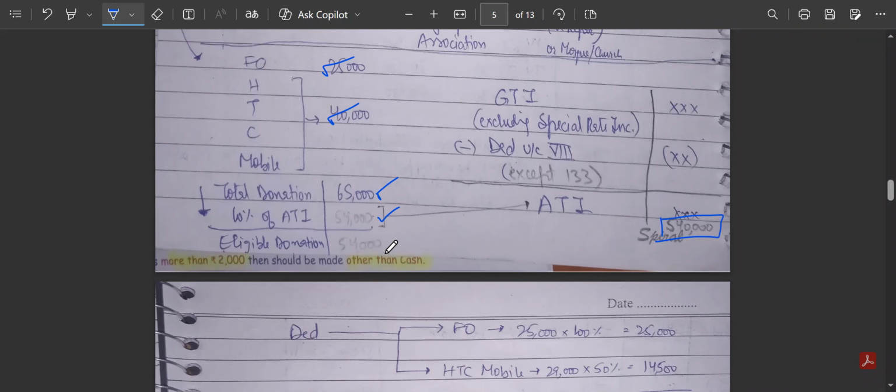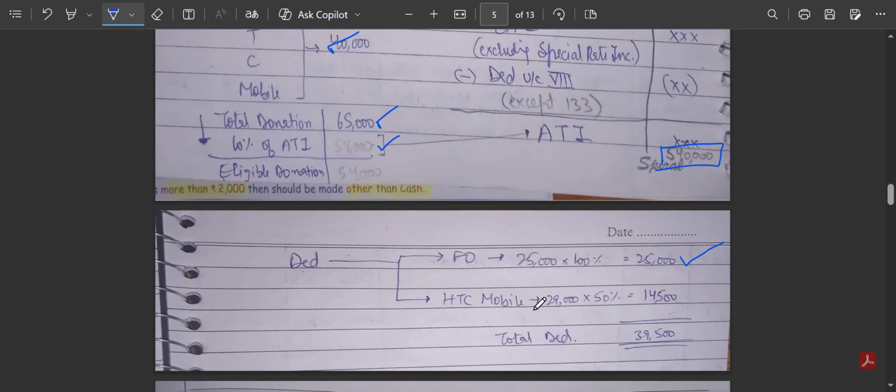Out of this 54,000, we'll utilize rupees 25,000 first, because on that we are receiving 100% deduction. So 25,000 into 100% gives a complete deduction of 25,000 rupees. Then for the remaining amount, which is rupees 29,000 (54,000 minus 25,000), we'll receive only 50% deduction, so half of it is 14,500. So in aggregate we'll get a deduction of rupees 39,500 for donating in this limited category.